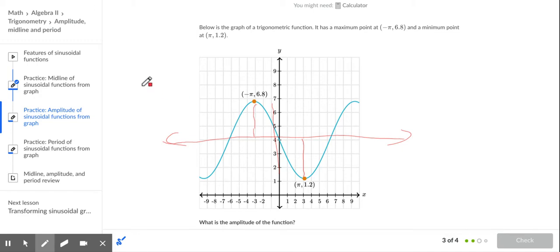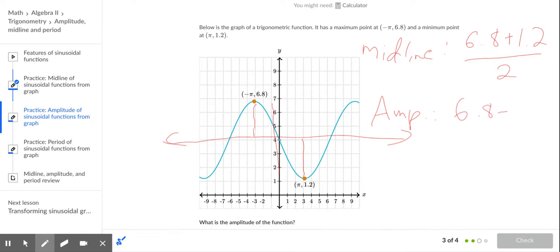So remember from the last video that the midline was the average of the maximum and minimum. So that would have been 6.8 plus 1.2 divided by 2. The amplitude, on the other hand, is the distance between the maximum and the minimum divided by 2. In other words, it would be 6.8 minus 1.2 divided by 2.